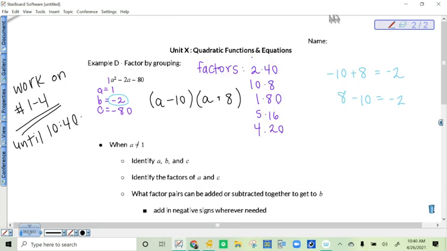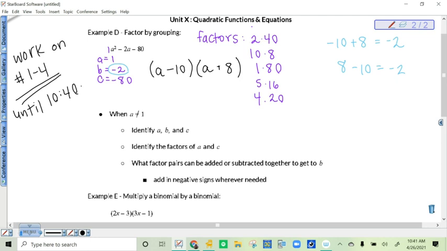Now for problems that have a leading coefficient that is not equal to 1, so when A does not equal 1. This is like the next level of the puzzle. It's just a little bit more. So we still have to first identify what is A, what is B, what is C, because that helps us break it all down.